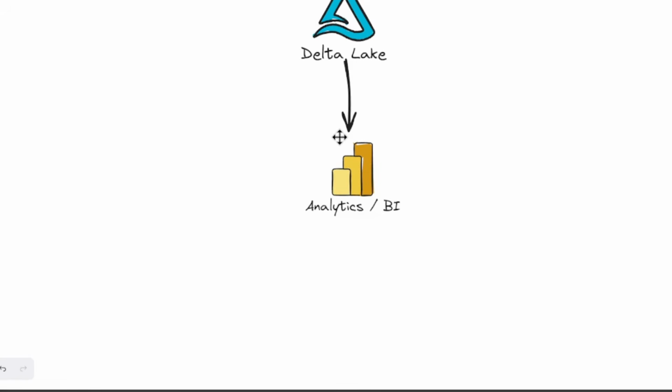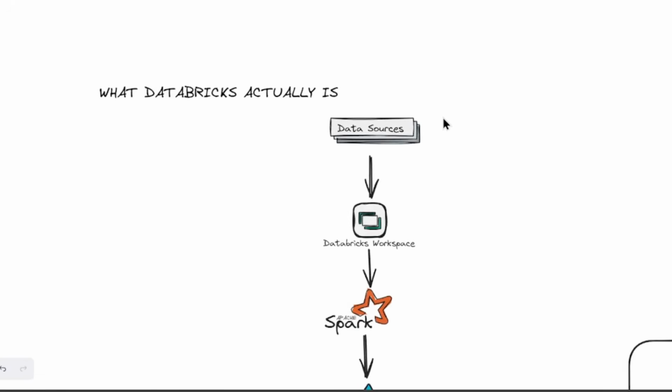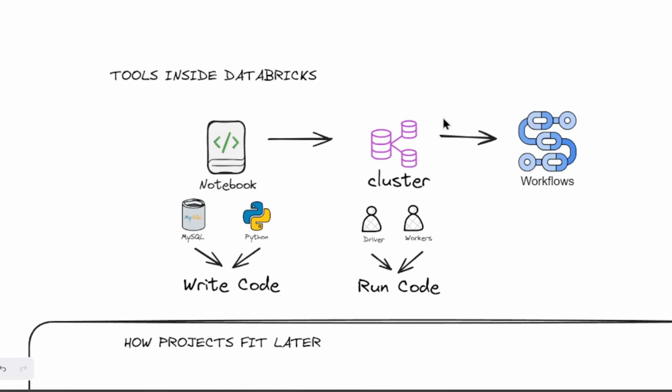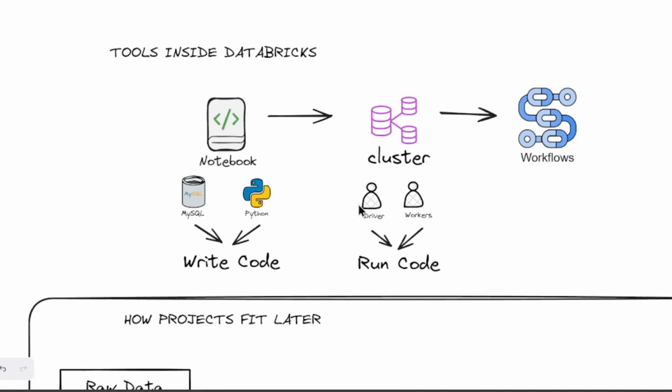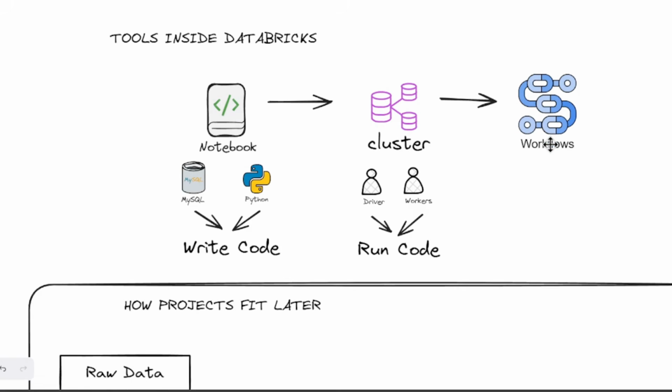Next, now let's look at the main tools inside Databricks. Notebooks are where we write code. In Databricks notebooks, we can use SQL and Python. Next, clusters. Clusters are the machines that actually run the code. A cluster has one driver node and multiple worker nodes. Workflows are used to automate tasks. They help us schedule and manage data pipelines.